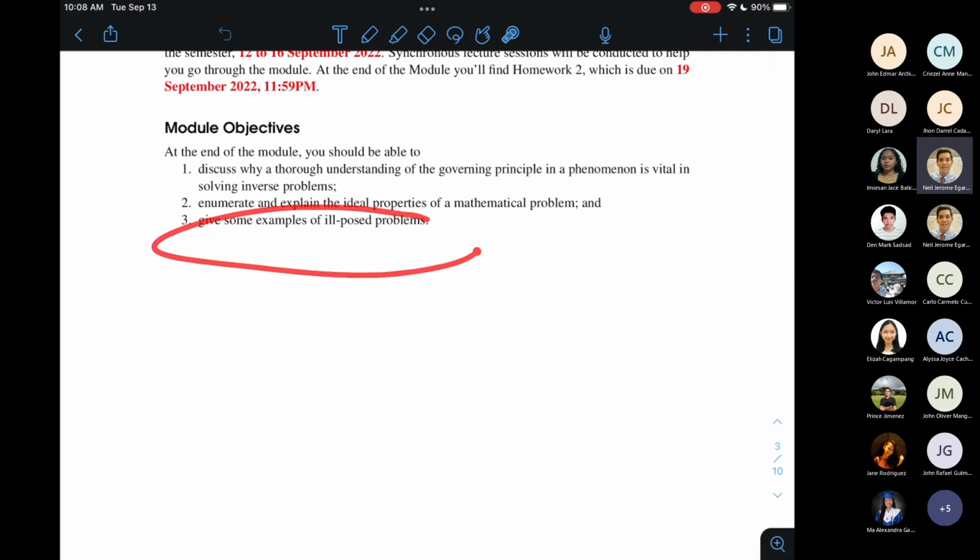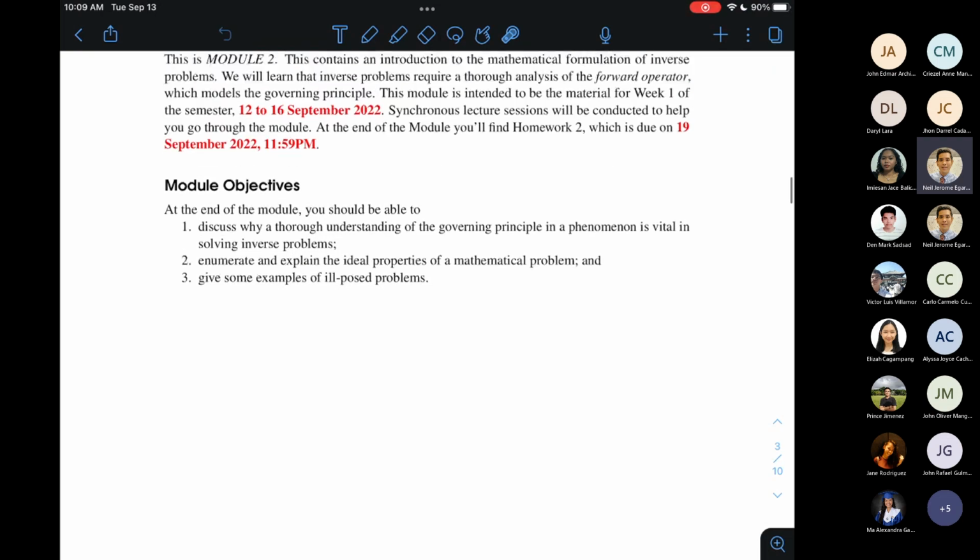And then lastly, I want you to be able to give some examples of inverse problems, all right? At sa homework for this week, ay guided naman. So may bibigay ako sa inyong ill-posed problem, kailangan yung ma-prove or ma-illustrate na siya talaga ay ill-posed. Speaking of which, at the end of the module, you'll find homework number 2, which will be due on Monday, right before midnight, September 19th.